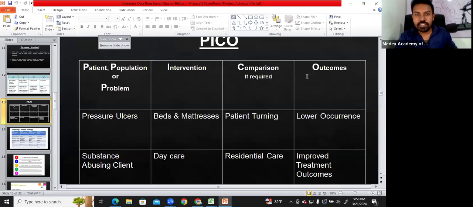In future sessions, we will discuss the remaining contents. There are some more sessions related to this subject. So I'm concluding the session for today.